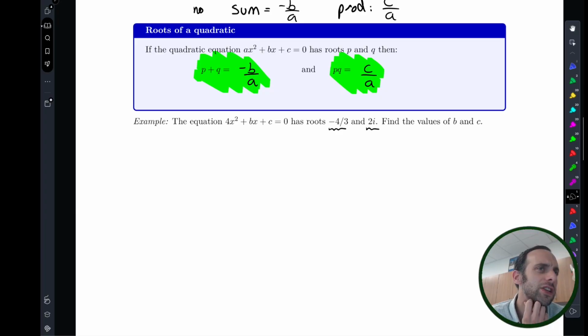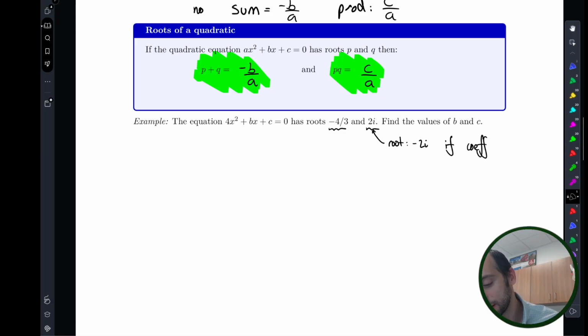Okay, and you might think that this contradicts the idea that it must also have a root of negative 2i, giving us 3 roots. And the fundamental theorem of algebra said quadratics should only have 2 roots. Well, this is only true if the coefficients are real. So that conjugate idea is only true if the coefficients are real.